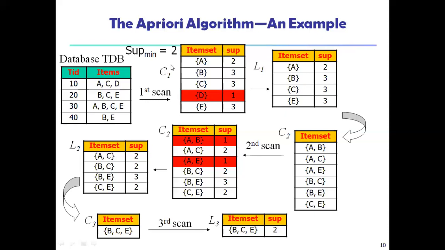So if you come to this table, A has happened twice, B thrice, C thrice, D once, and E thrice. Now you see, in the question they have given that the item should have a minimum support count value of 2. So in this case, D has the value 1.